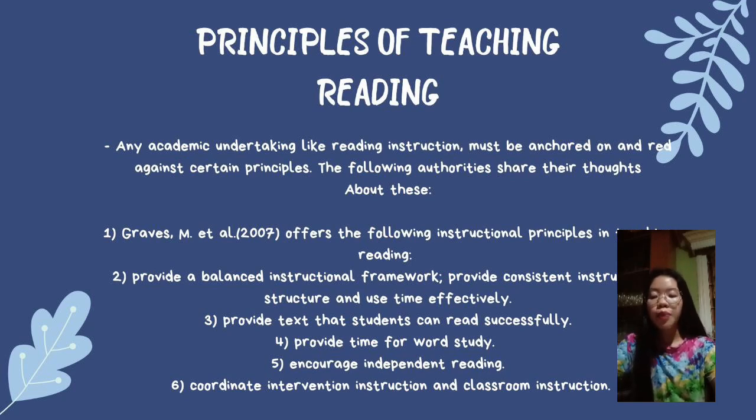Number three is provide text that students can read successfully. Give them some handouts or reading materials to practice their reading skills. Number four is provide time for word study. Give them time to study on their own and practice how to pronounce words correctly. Number five is encourage independent reading. Encourage your students to read independently. Lastly is coordinate intervention instruction and classroom instruction.